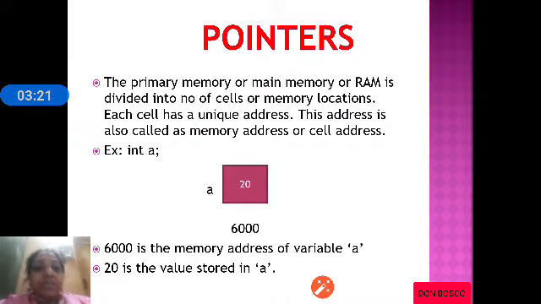So let me repeat, the primary memory is divided into a number of cells where the data is stored. Each cell has an address, which is also called memory address or cell address. Let us take the example when we declare int A. A is an integer variable and the value stored in A is 20, and the address of A is 6000.